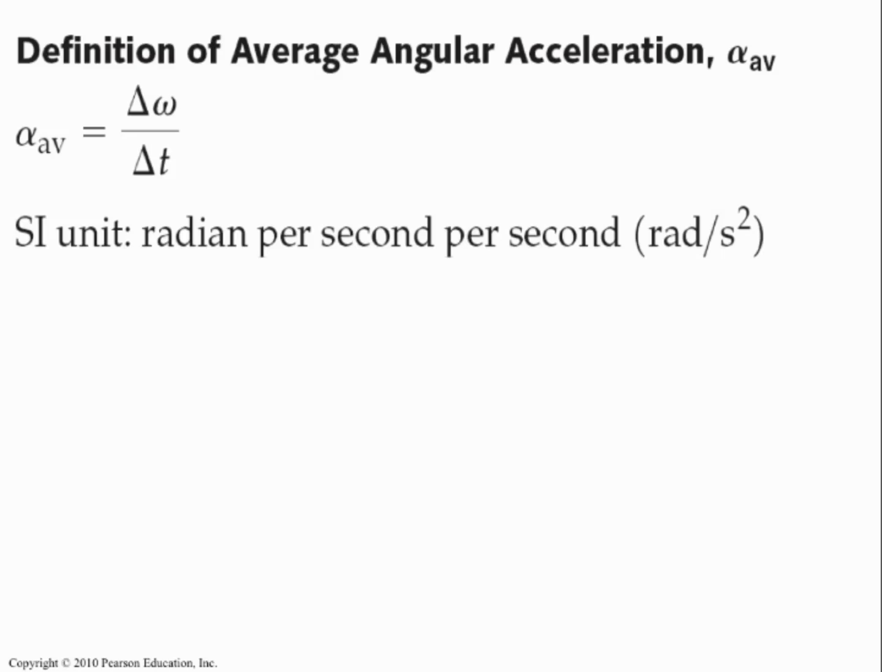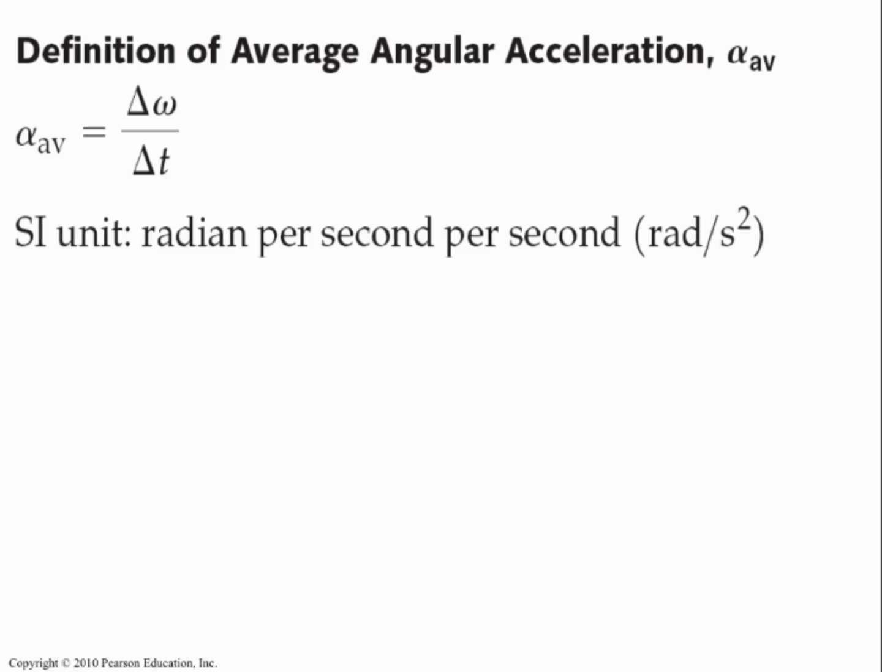Now we're going to talk about angular acceleration. Just as the acceleration we're used to talking about is an increase in speed over time, this is the same. It's an increase in speed, but it's an increase in angular speed. So the average angular acceleration is the change in angular velocity over the change in time, very similar to the way we defined linear acceleration. It's still change in velocity over time.